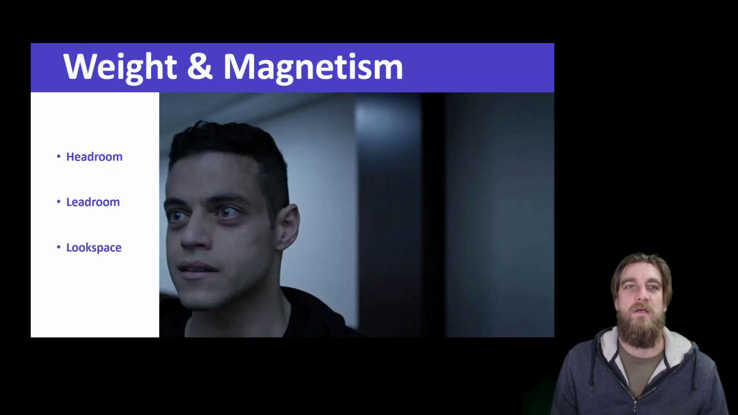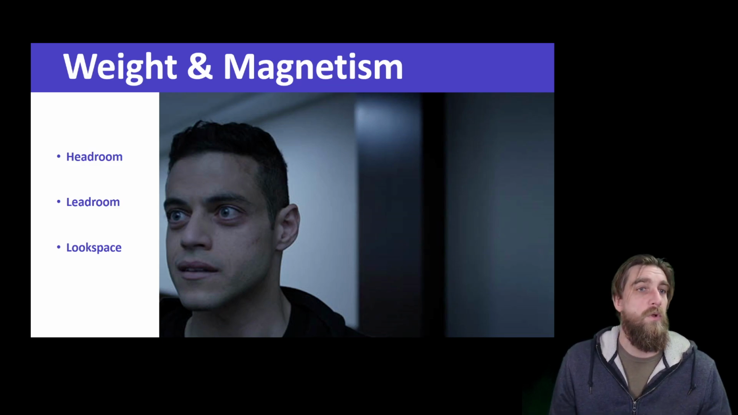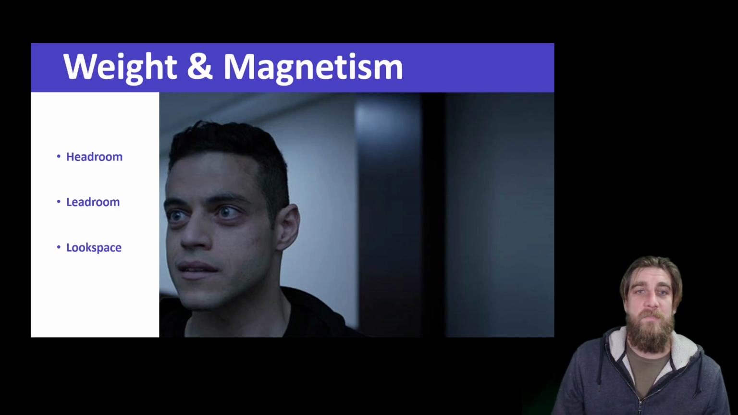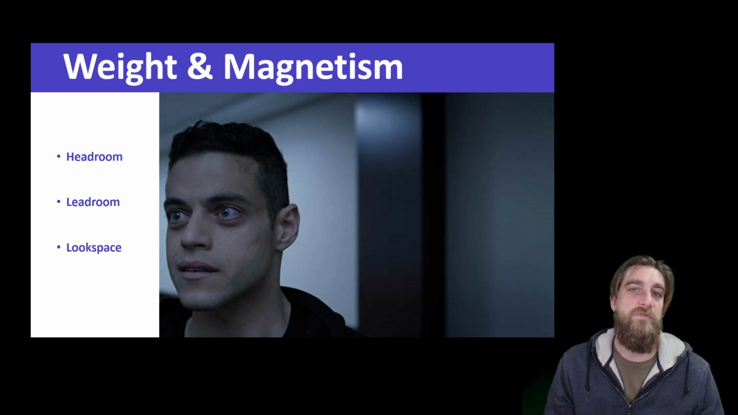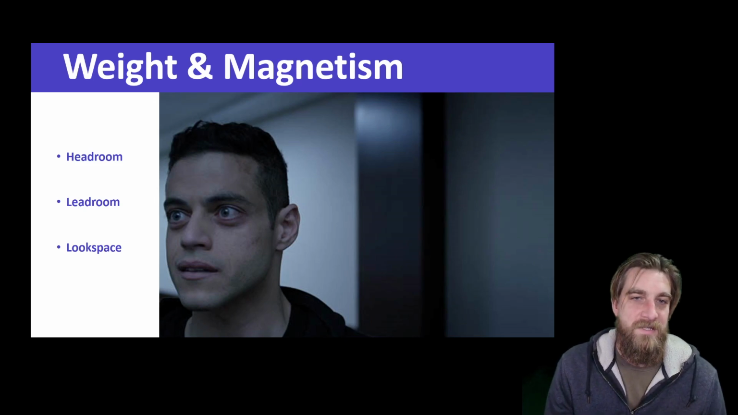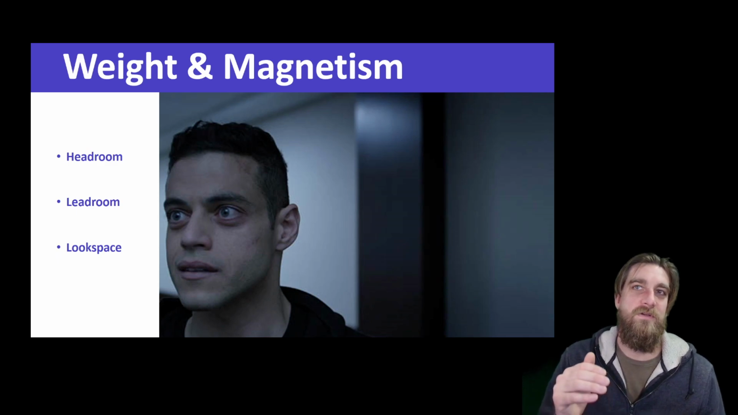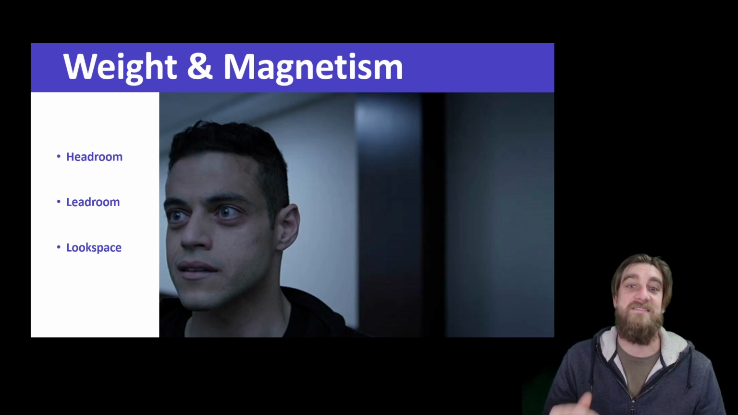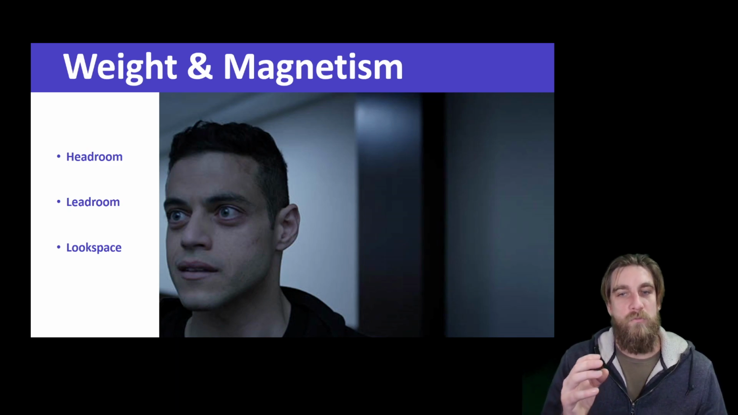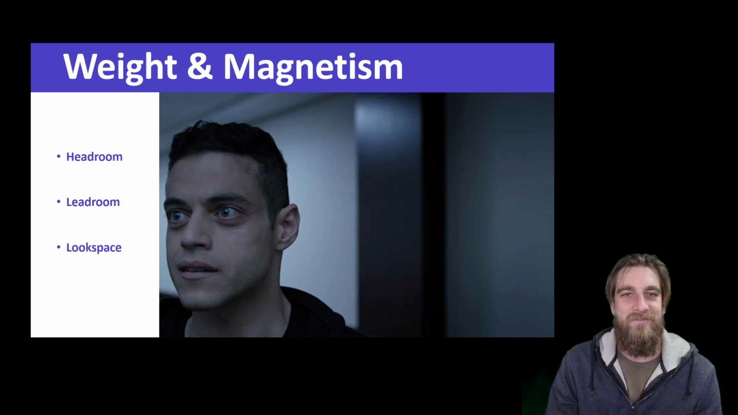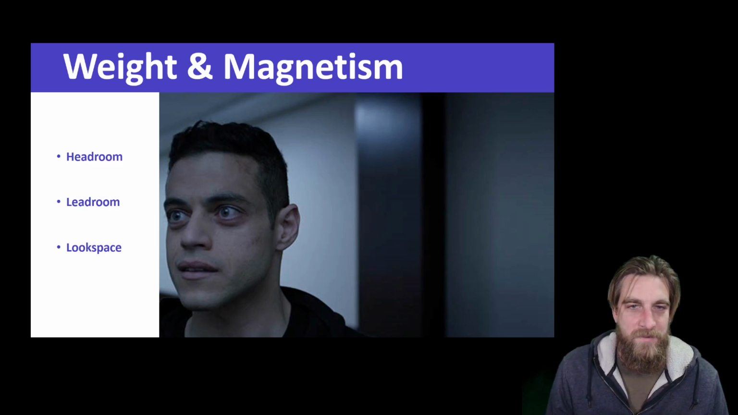Another important thing to think about is weight and magnetism. So headroom, meaning the amount of space between your head and the top of the screen. Lead room, as in, well, I'm potentially moving in this direction, so there's this implied movement. So you need to give space for that. And then look space too, even if the subject isn't moving, maybe it's a seated interview and people are looking at each other from across a table. And one shot of one subject needs to have the amount of space so that we can feel like they're looking at the person that's across from them.